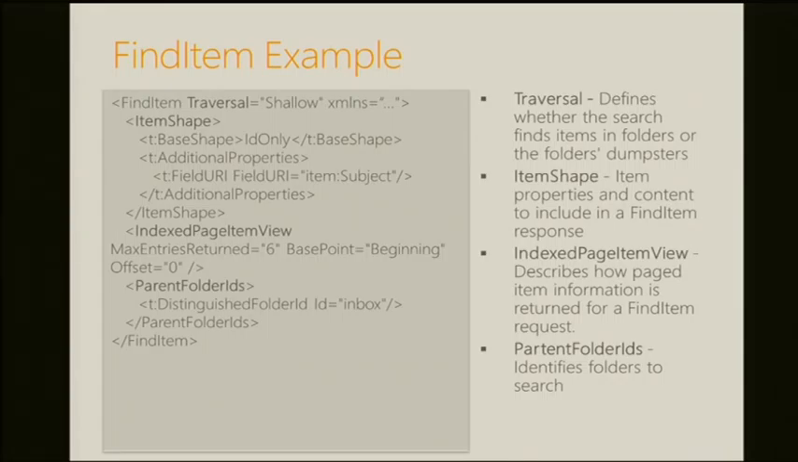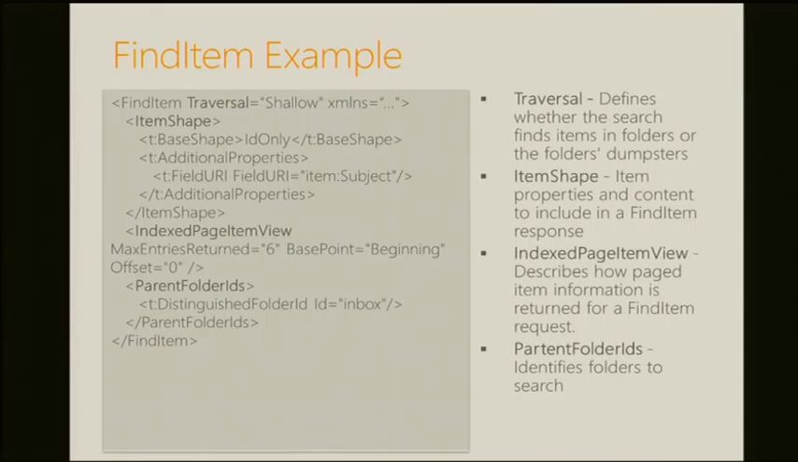The next section of note here is the index page view. We're setting that a maximum of 6 entries would be returned, and we can set an offset. This allows us to page through a large result set. So if we have 1,000 items in our inbox, we don't send a request like this and get a response back that tries to stuff all 1,000 items back in a single request. We can page that out into multiple requests and control how many results are in our set.